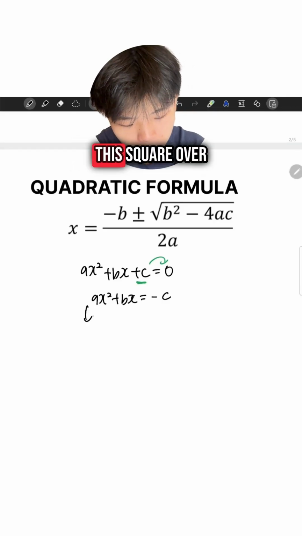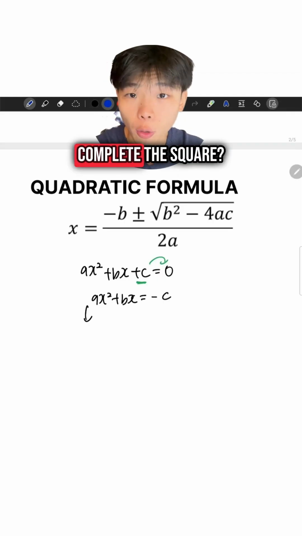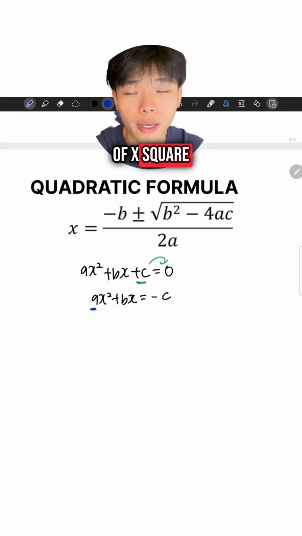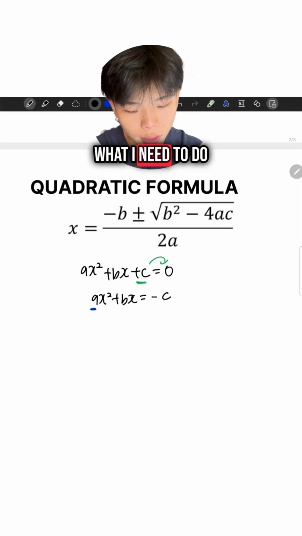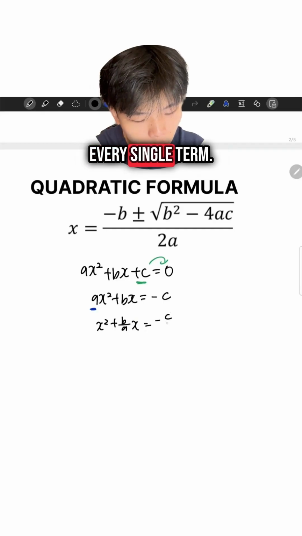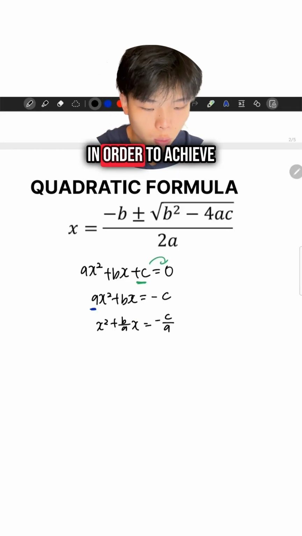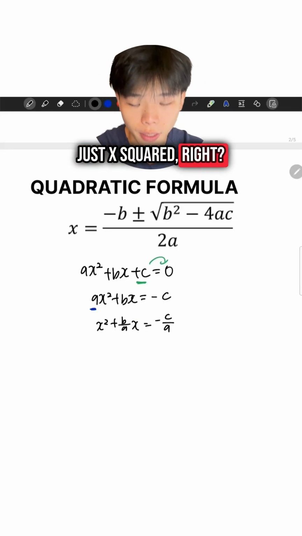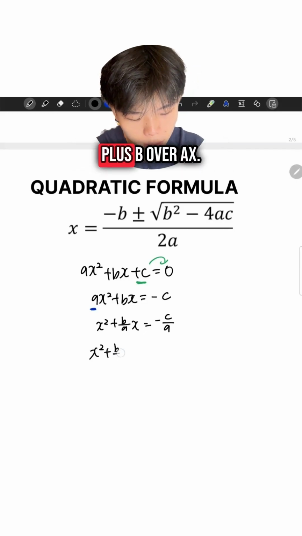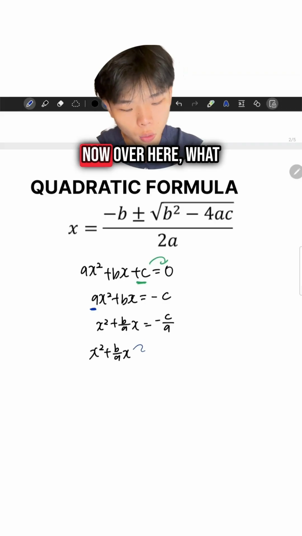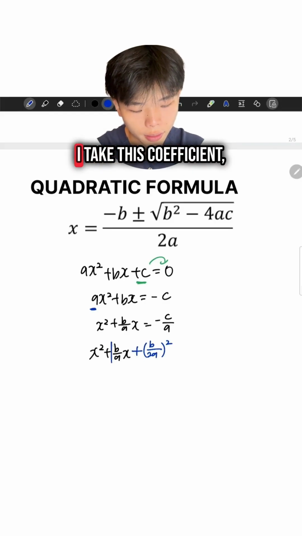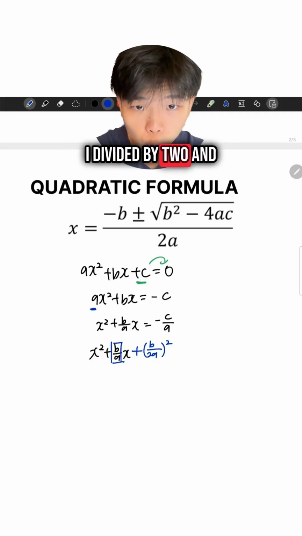So completing this square over here, right, what will I get when I complete this square? So first thing, to complete the square, the coefficient of x squared needs to be 1. It cannot be a. So what I need to do is that I need to divide the a away on every single term, so left hand side, right hand side, in order to achieve just x squared, right? And the coefficient is therefore 1. Then completing this square over here, I have x squared plus b over a x. Right, now over here, what I need to do is that I need to take b over 2a squared. Right, I take this coefficient, I divide it by 2, and then I square it.